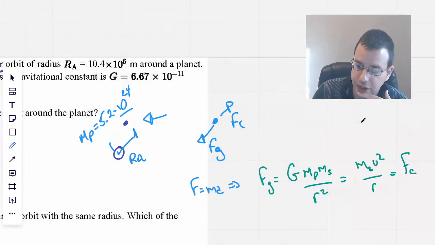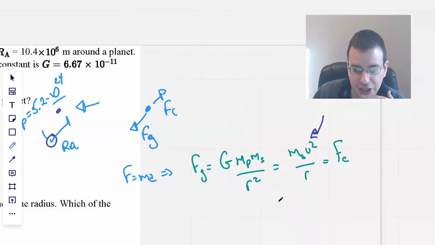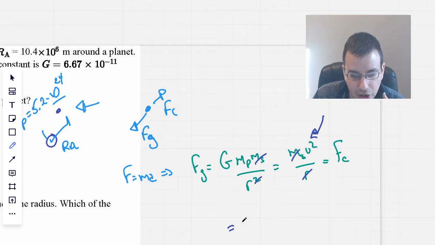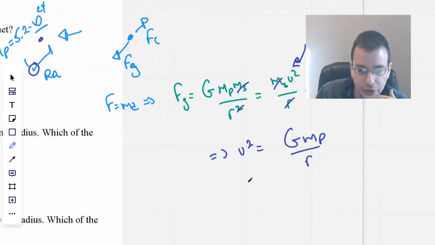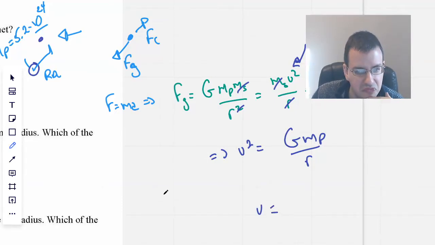So what we're looking for then is that guy right there. So we're going to cancel one of the r's because they're the same. And we're going to cancel the mass of the satellite because it's on both sides. And so then v squared equals gravity, mass of the planet over r. And then v will equal the square root of that. So then we want to find the velocity. Yeah, I think we're good with that.